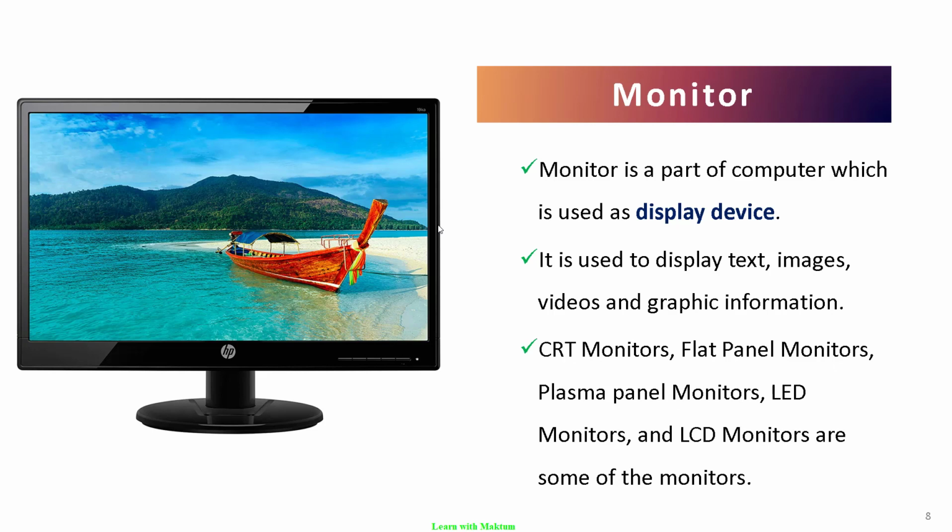There are different types of monitors available like CRT monitors, flat panel monitors, plasma panel monitors, LED monitors and LCD monitors. For the brief introduction, you can remember only this much. It is a display device. It is used to display any graphical information. It may be a text, it may be an image or video. Clear with this? Okay. Moving on to the next part, that is keyboard.